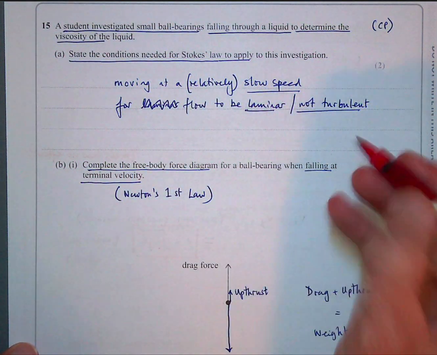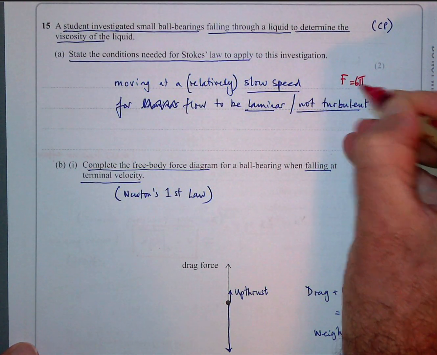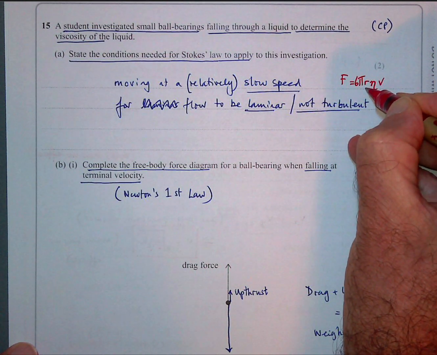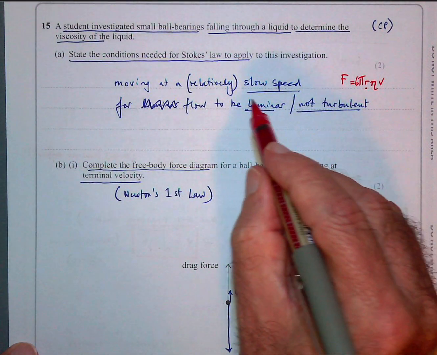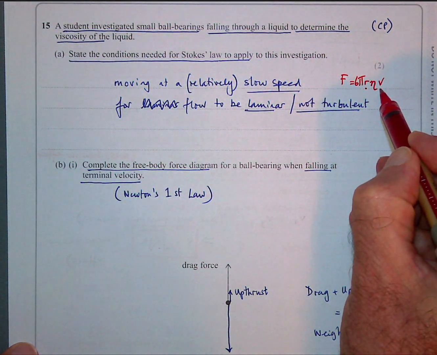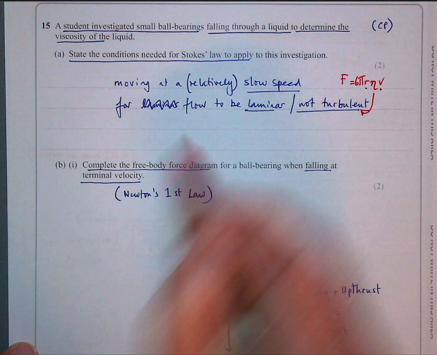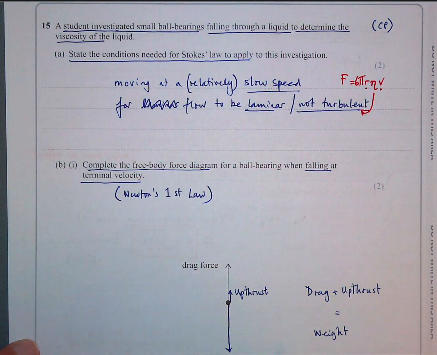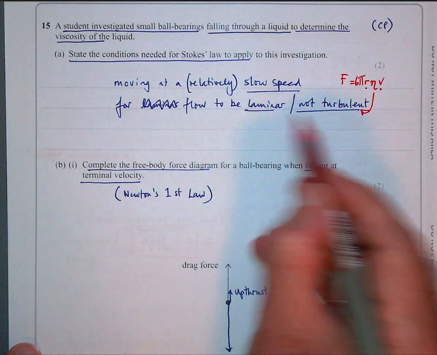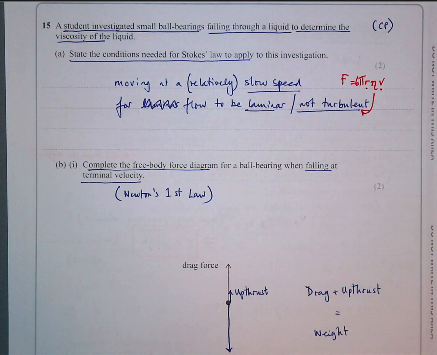Yes, because remember, Stokes' law is F equals 6 pi r eta v. The r means it's spherical. So it must be spherical and moving at relatively slow speed, because if not, the viscosity causes turbulence, and the equation doesn't apply if it's turbulent. So it must be laminar. So you can say flow must be laminar or not turbulent, and that's due to the fact that it's spherical and moving at slow speed.